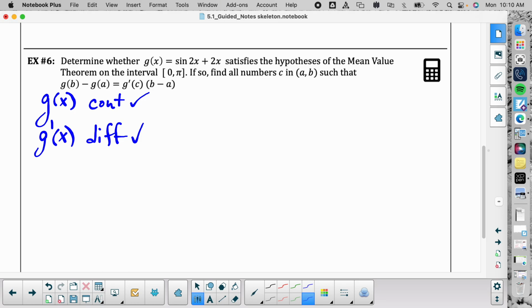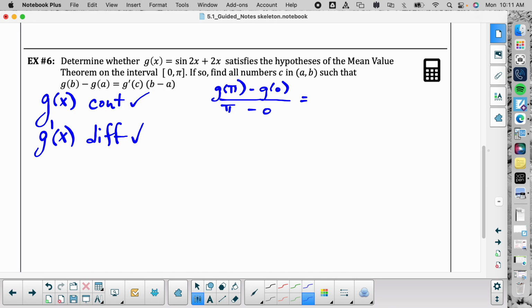Okay, so we did that part from 0 to pi. If so, find all numbers C such that, why did they write it that way? Instead of divided by b minus a, they multiplied it over there. That's interesting. So we need to figure out what is g of pi minus g of 0 over pi minus 0. And we need to know when the derivative is equal to that.